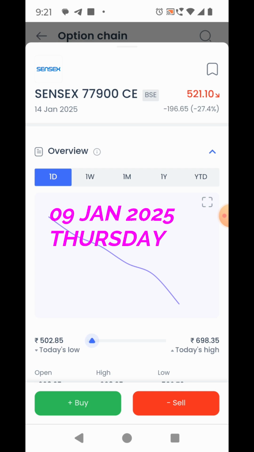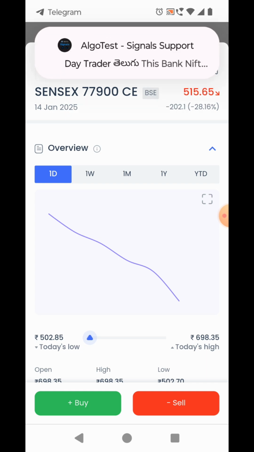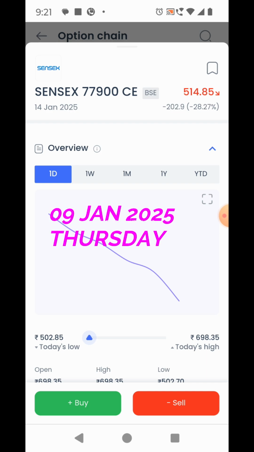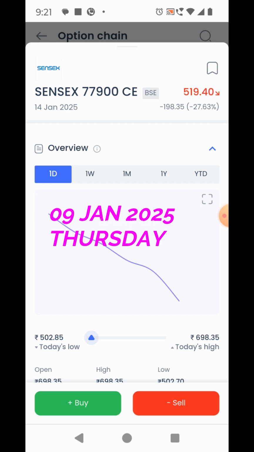Okay, and the stop loss will be 150 points, that is 350. So 450 and 400 also you can add one more lot and one more lot if you need. Okay, so this is how our system works. Let us see what's going to happen.